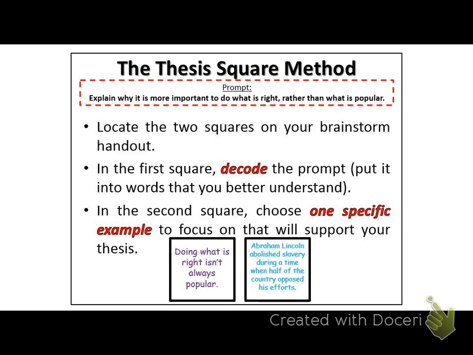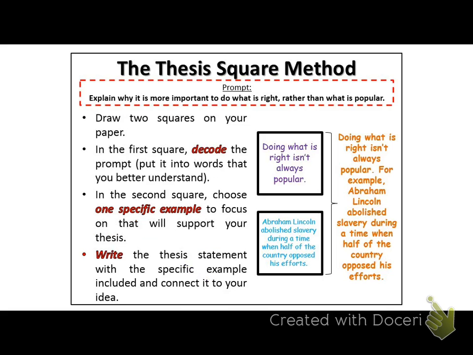In the box below that, I want you to choose one specific example to help focus on that will help support your thesis. I'm going to use a historical example from Abraham Lincoln, who did what was right even though it wasn't popular at the time, and that was he abolished slavery when half of the country opposed his efforts. Now you have both your thesis in the first box and your example in the second box.